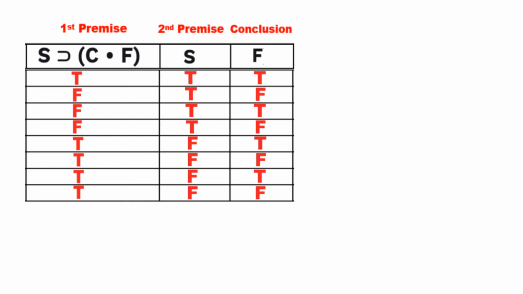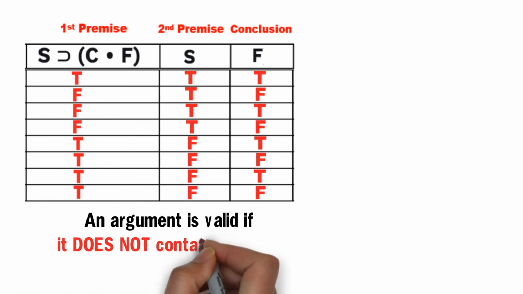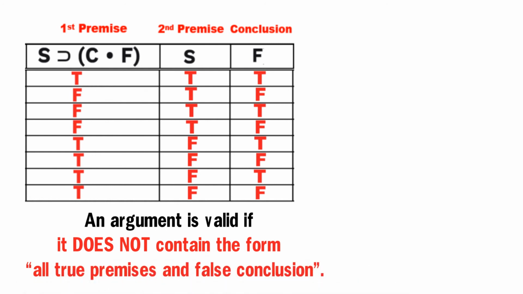Now, if we recall, the rule in determining the validity of an argument in symbolic logic says that an argument is valid if it does not contain the form all true premises and false conclusion. And an argument is invalid if all of its premises are true and its conclusion false. Please note that in applying the rule, we need to consider all rows in the truth table.